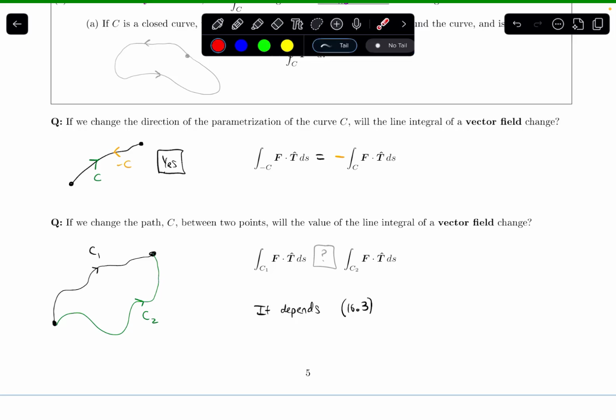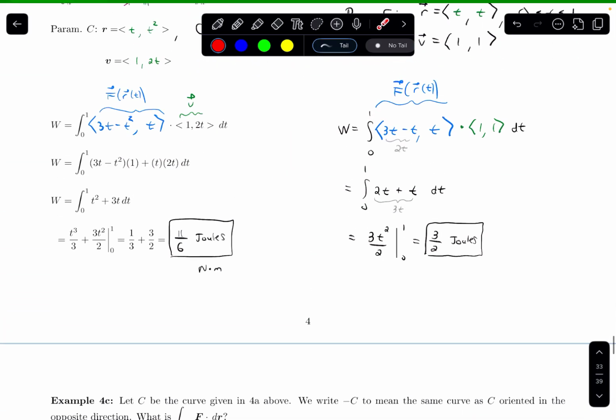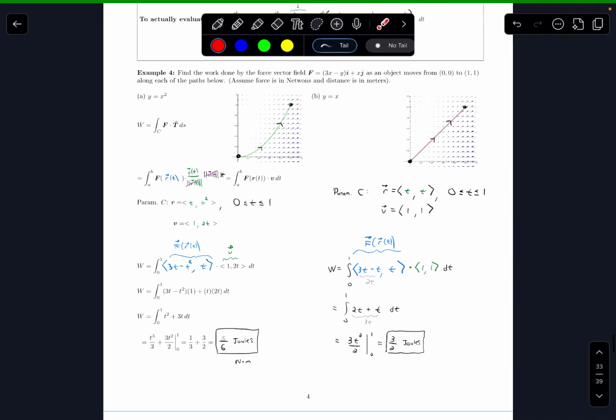There are certain special vector fields where no matter what path we take between the 2 points, we'll always get the same thing. And we'll explore that in the next section. But in general, for a lot of vector fields out there, the path between the points matters very much. And changing the path can give us different values. In fact, we saw an example of that in the previous video. We had a vector field, we took 2 different paths from a starting point to the same ending point, and we got 2 different values.